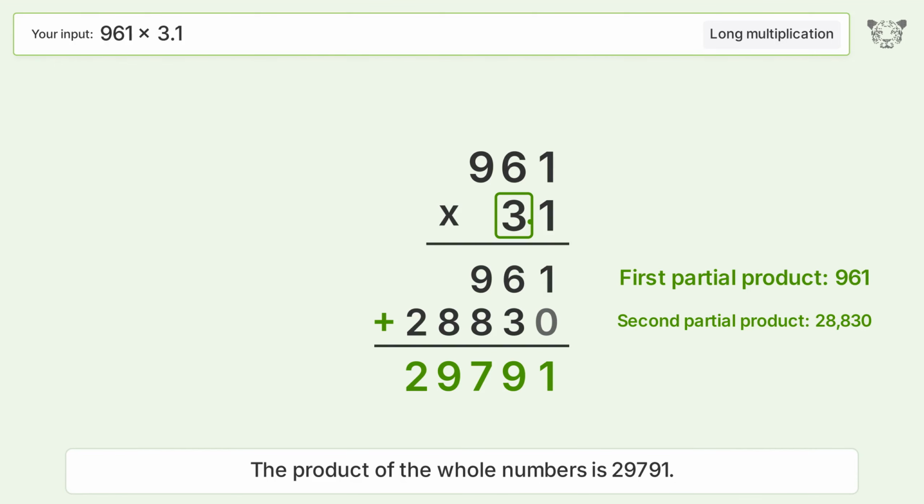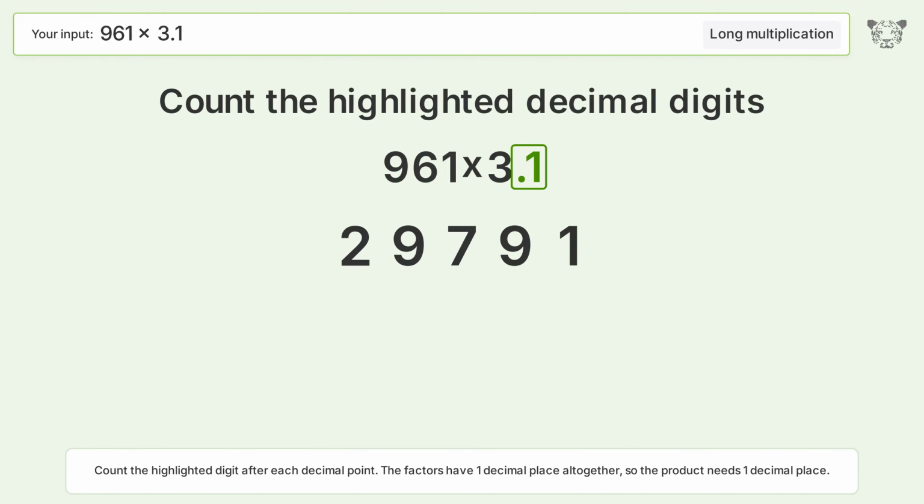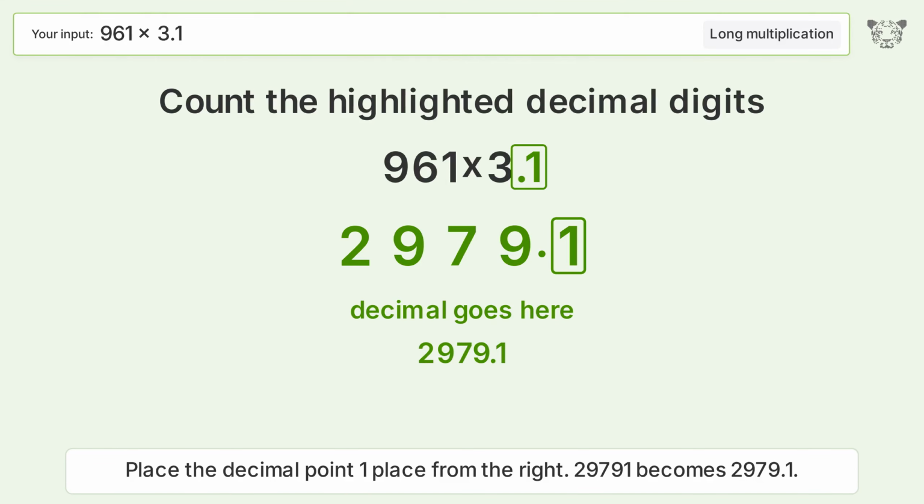The product of the whole numbers is 29,791. Count the highlighted digit after each decimal point. The factors have one decimal place altogether, so the product needs one decimal place. Place the decimal point one place from the right.